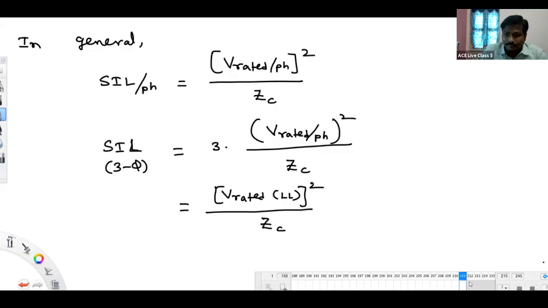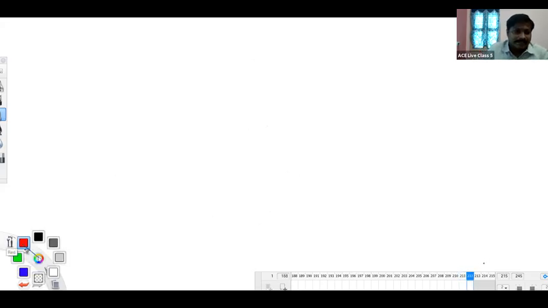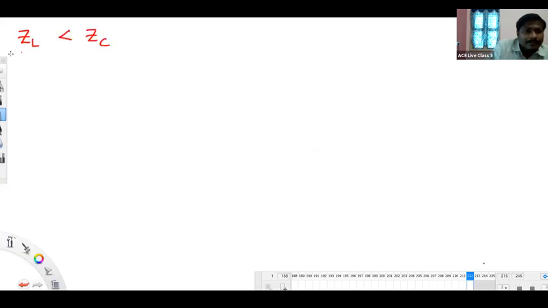Next heading: load impedance value is less compared to surge impedance. First, I'll write two terms here. One is loading on the transmission line. Next one is SIL. Can I say SIL is a constant number for a given line? SIL is a reference for the line. It is the rated voltage square by surge impedance, right? It's a constant number.